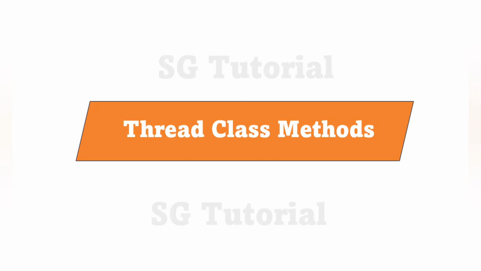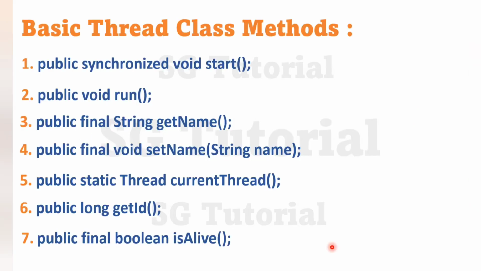Okay. So here I have listed out some basic and important methods of thread class: start method, run method, getName method, setName method, currentThread method, getId method, and isAlive method. All these methods we are going to discuss one by one with examples.